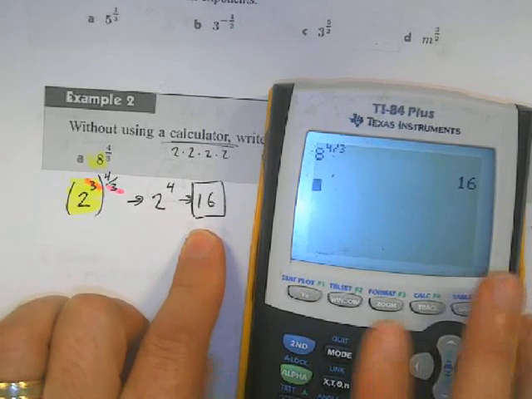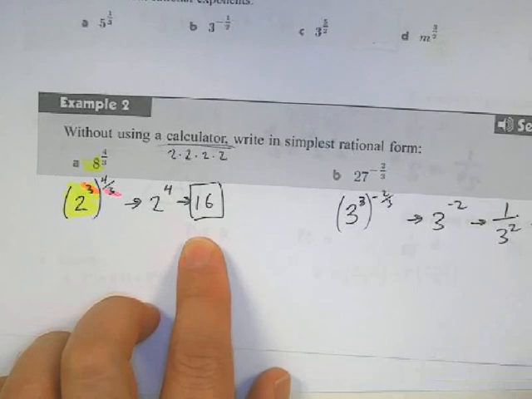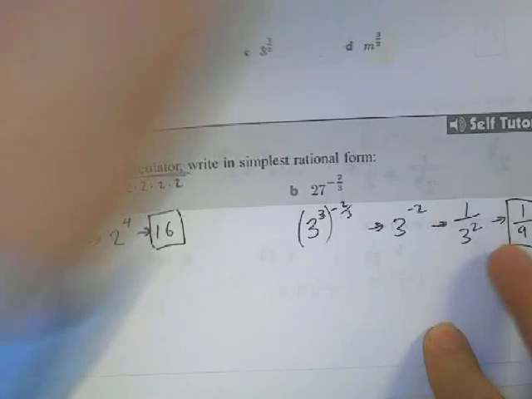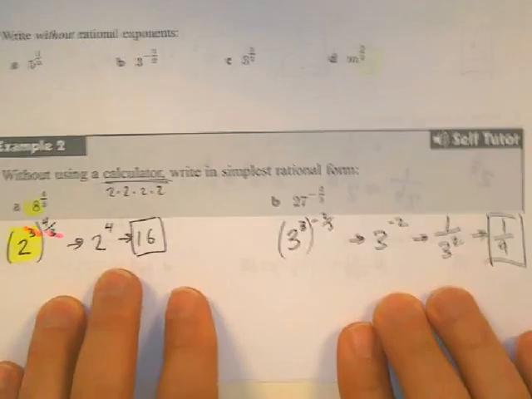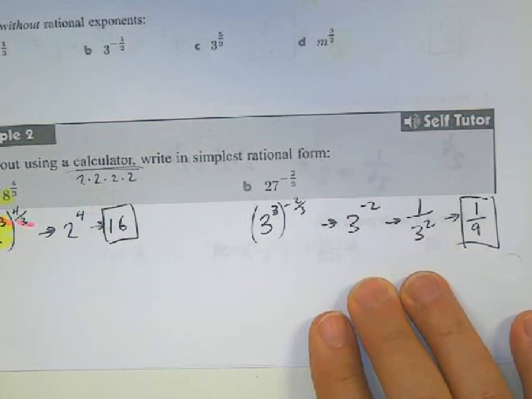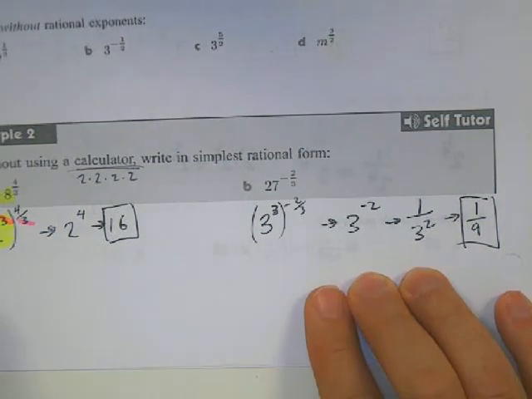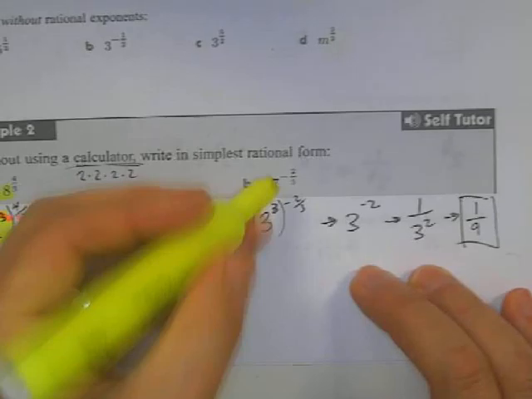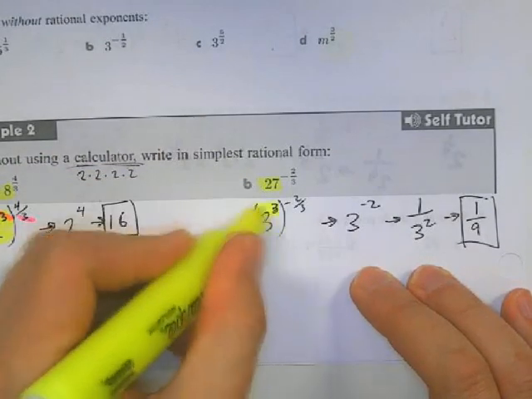So we're trying to understand the power exponential rules, because this is going to help us when we're doing logs and stuff like that. So 27 we know is 3 cubed.